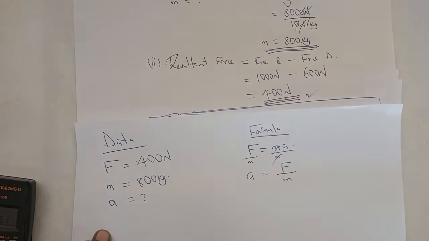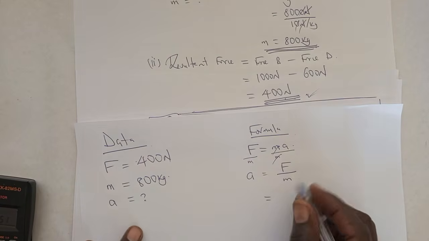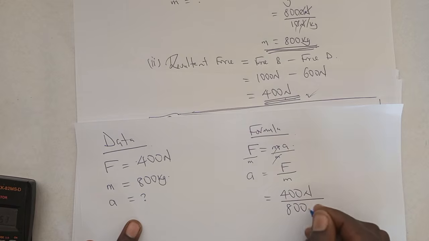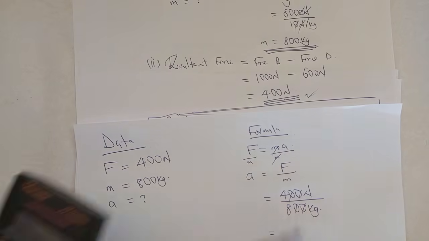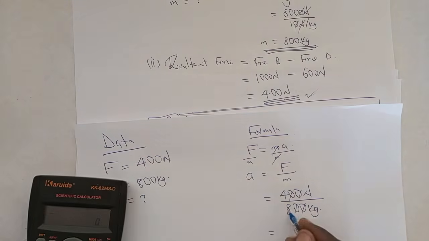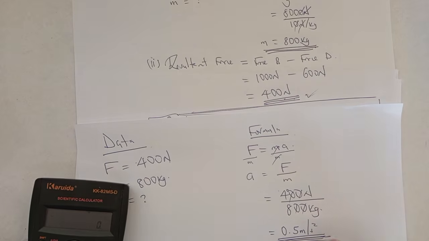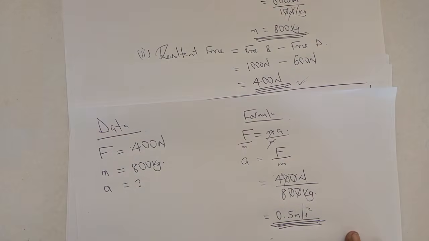Okay, so now what is the force? Our force is going to be 400 newtons over our mass, which is 800 kgs. And what is the answer there? Okay, so we're going to say 8 into 4, it is 0 point, we add a 0, 8 into 40 is 5. What are the units for acceleration? Meters per second squared. This is the acceleration of the car.